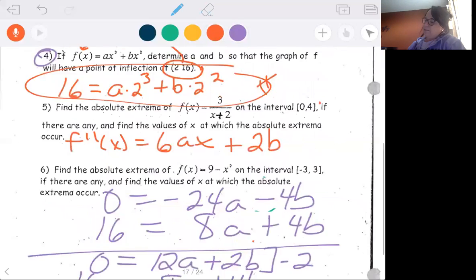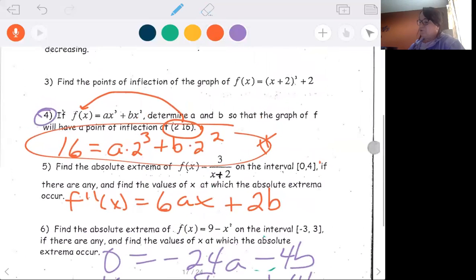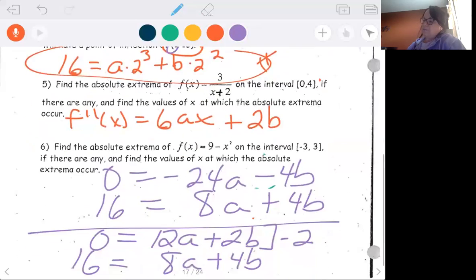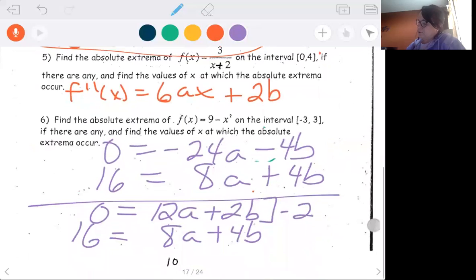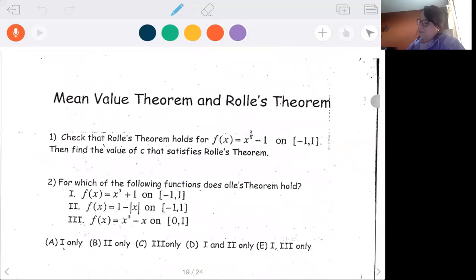So keep in mind that if you know you need two equations, and you know you have an inflection point, the first one comes from setting the second derivative equal to 0 at x equals 2, right? But we also know the point is on the curve. So there had to have been two equations hiding in there for you to solve it. So that should have kind of clued you in.